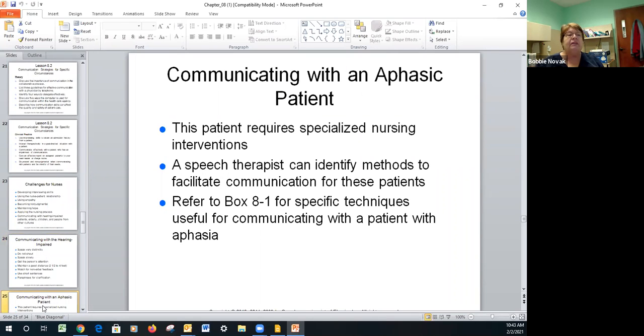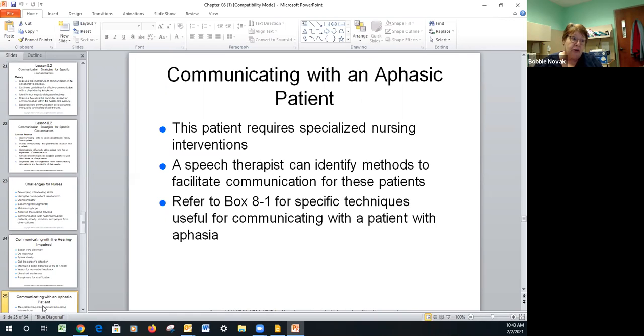When we're communicating with an aphasia patient, aphasia is a neurological disorder where the patient has difficulty expressing or understanding language. So they may know what they want to say, but the words don't come out. They can't get the words out, or they give you a different word than they mean. So aphasia is very challenging. All right. When you're talking to somebody who has aphasia, we need to be patient.